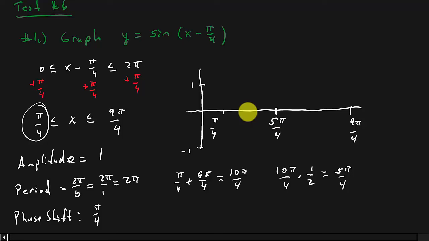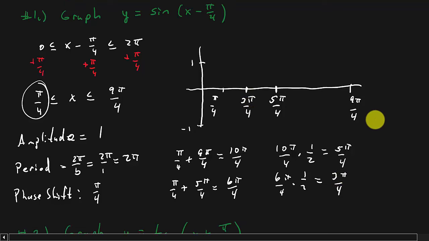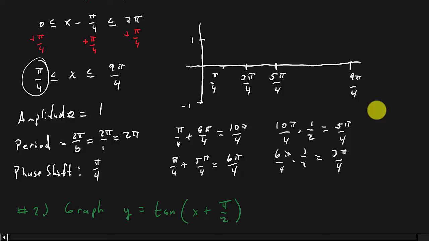And then we need the midpoint here. That's going to be pi over 4 plus 5 pi over 4, which is equal to 6 pi over 4. And then we take the 6 pi over 4 times a half. That's going to be 3 pi over 4. Whoops, running out of room.